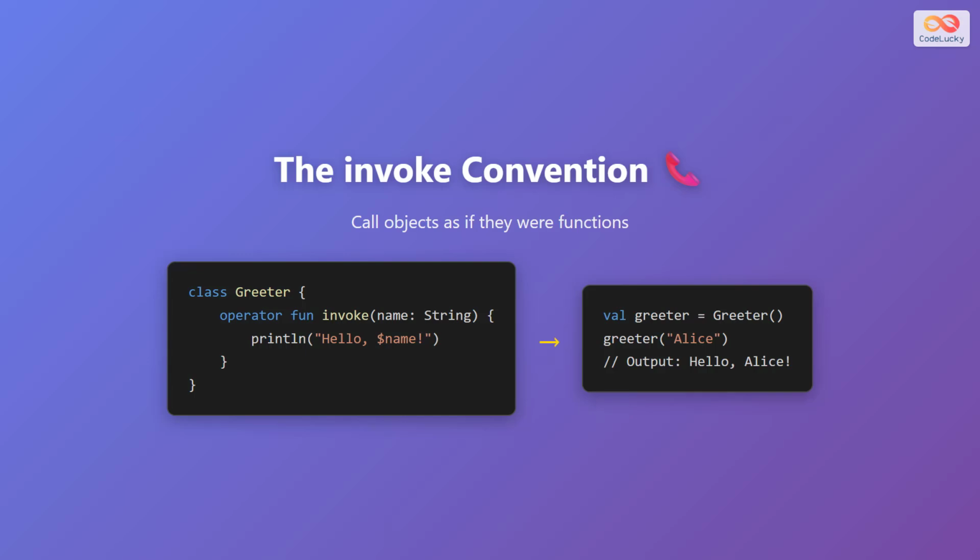The invoke convention allows you to call objects as if they were functions. By defining an operator function named invoke in your class, you can make instances of that class callable using parentheses. In this example, we create a greeter class with an invoke function that takes a name parameter. Once we create an instance called greeter, we can call it directly like a function by writing greeter with parentheses and passing the string "Alice". This executes the invoke method and prints "Hello, Alice!"